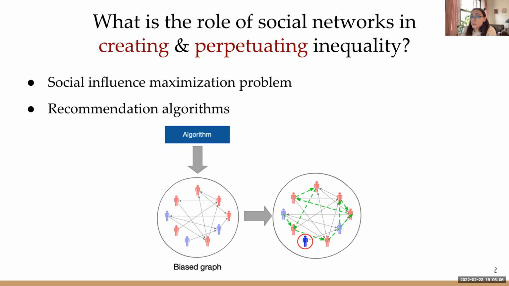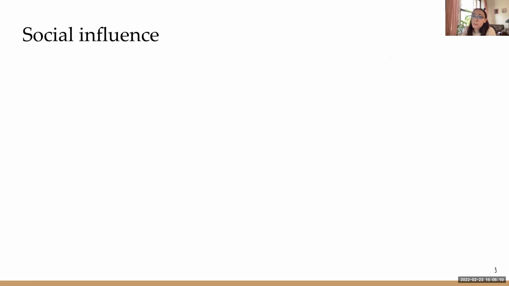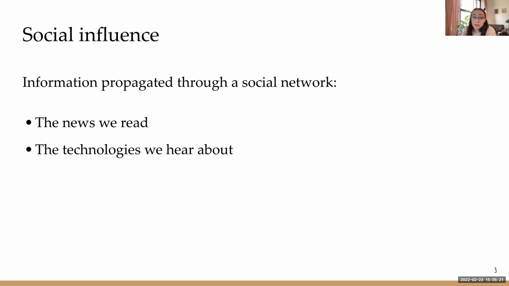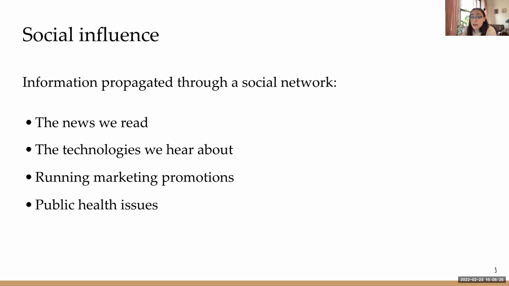So through this lens, I'll start with the social influence maximization problem, which most relates to how information gets propagated through a network, basically through relational data. And that relates to the news that we read, technologies you hear about, how you run different marketing promotions, and how you would disperse general information to people, like in a public health issue. And these last two in particular require very different kinds of campaigns or algorithms.